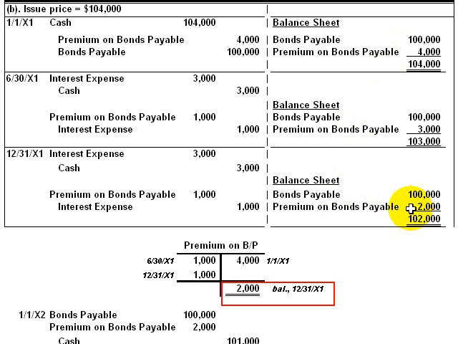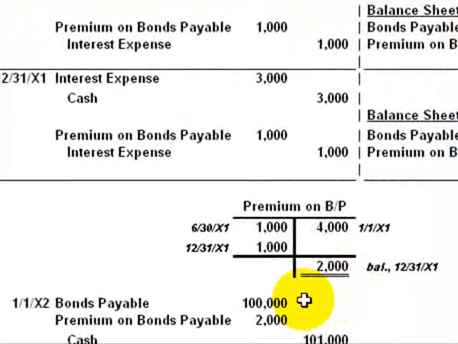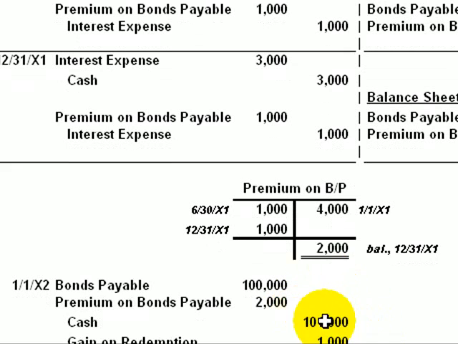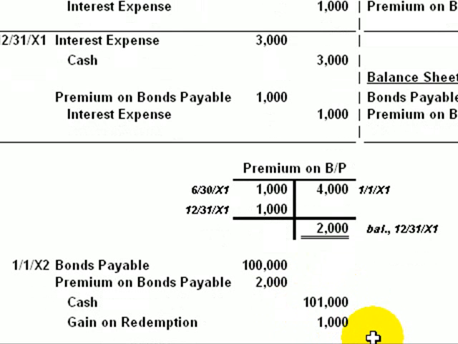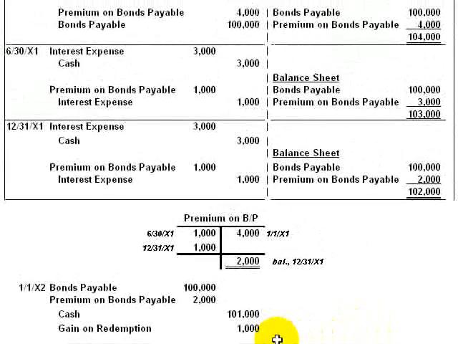The premium account is added to the bond payable balance to determine the carrying value of the bonds on the balance sheet. If we now retire the bonds on January 1st, we'll need to debit bonds payable for the $100,000 and then credit cash for the $101,000 that we pay out. The premium account has a credit balance, so to close it out, we'll need to debit the premium account, and that then leaves us with a $1,000 credit difference in our entry. This credit difference will be recorded as a gain on the retirement of the bonds.